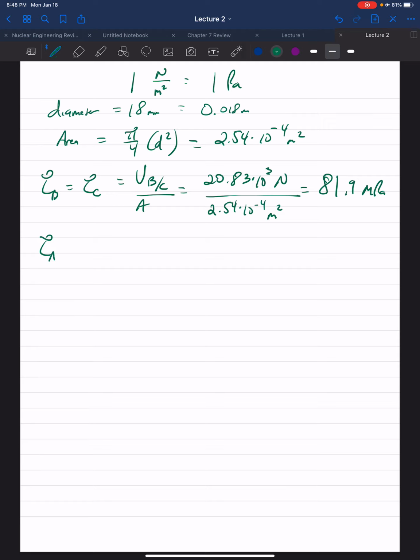So the shear stress in pin at A is VA over A. 22.42 kilonewtons, so that's 10 to the 3 newtons. This is 88.1 megapascals.